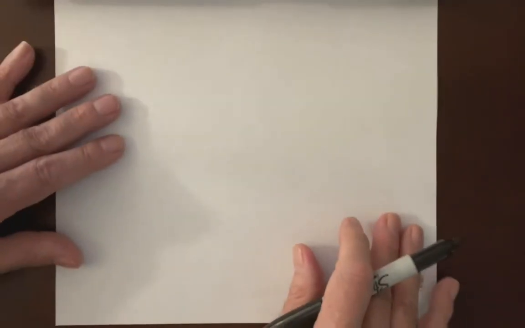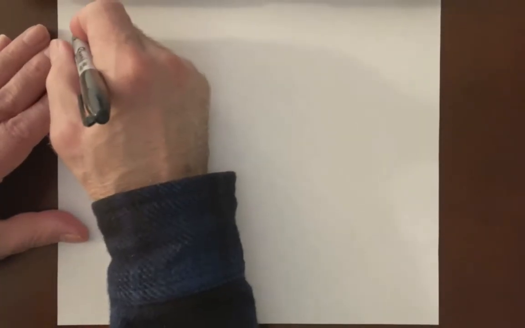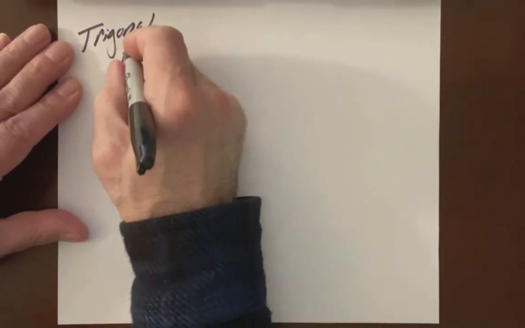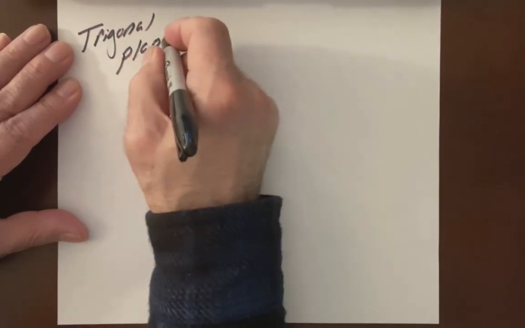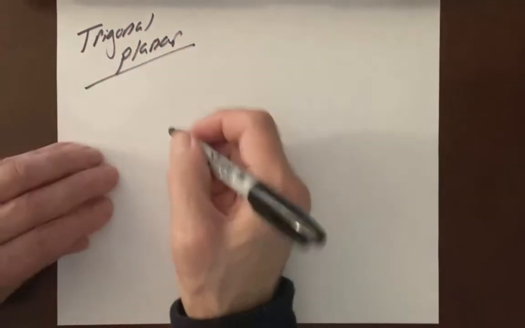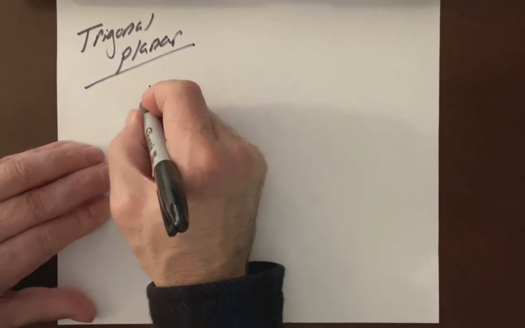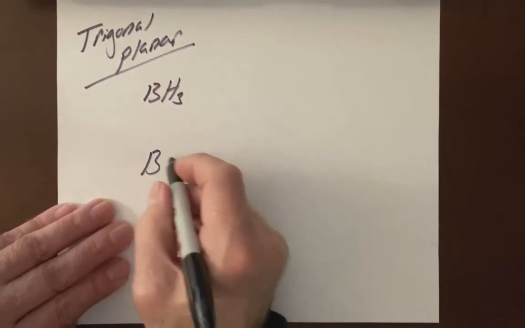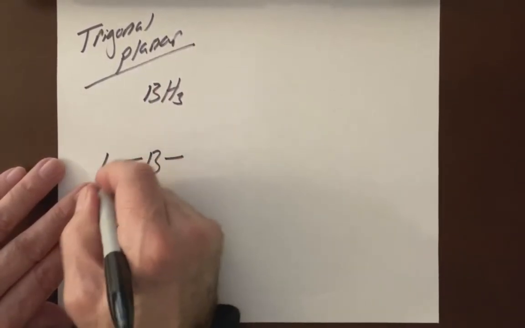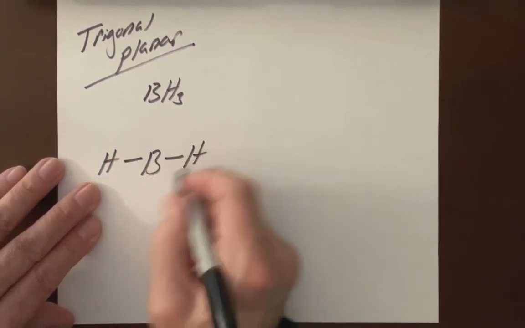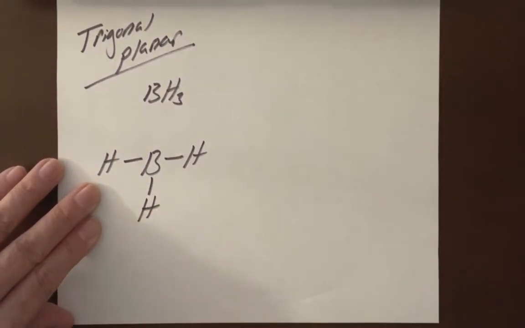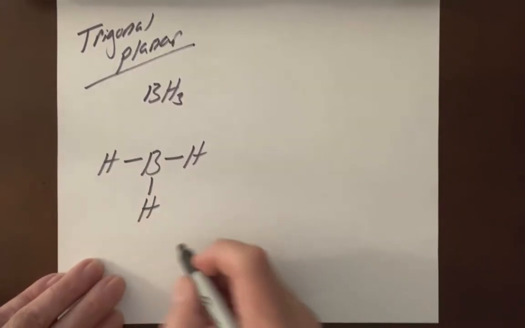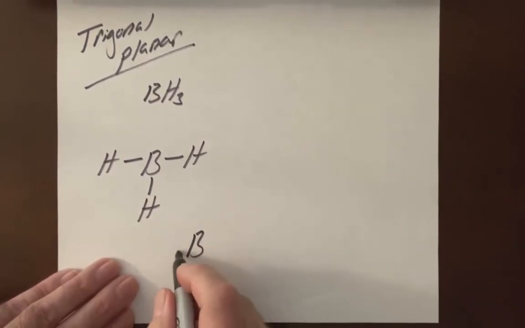Let's look at trigonal planar. Let's look at boron trihydride. And you might remember that boron is an exception to the octet rule. It'll have only 3 pairs of electrons around it. So each of the bonds wants to get as far away from each other as possible, and so it takes this shape.